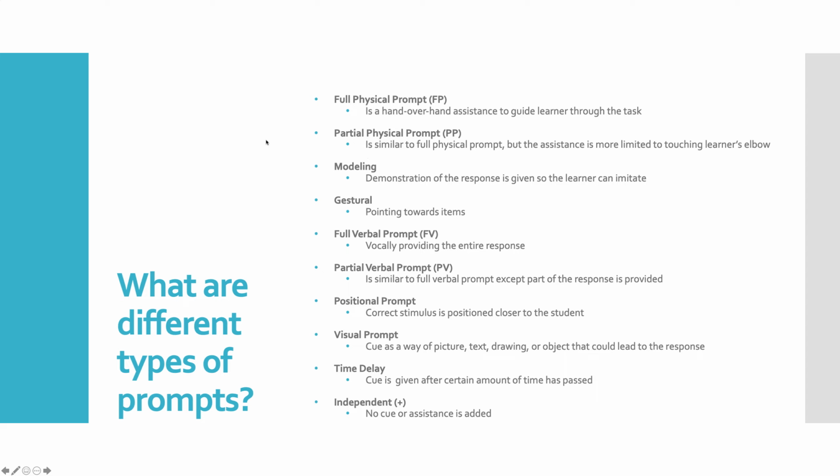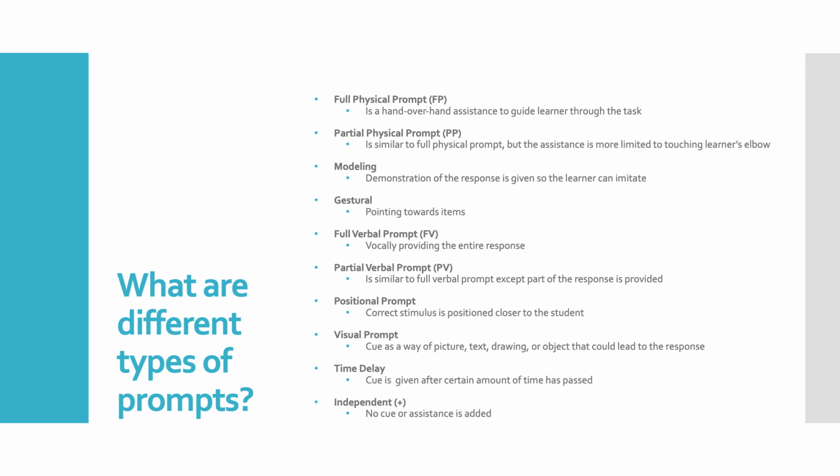Next is, what are different types of prompts? So we have a long list of prompts here. Let me start off with full physical prompt, or FP. This one is a hand-over-hand assistance to guide the learner through the task. Then we have partial physical prompt, or PP, which is similar to full physical prompt, but the assistance is more limited, which means you could be just touching the learner's elbow. You're not doing a hand-over-hand assistance.